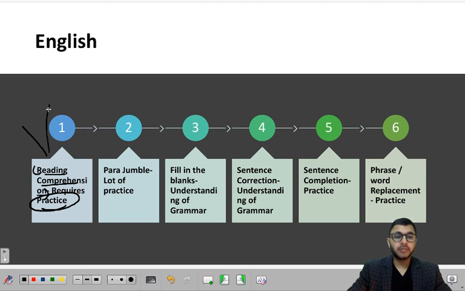I had explained in various previous lessons that there are two methods to cover reading comprehension. One is you pick up the question first, and another is you pick up the RC first and then go to the questions. You can experiment with both while you're practicing, and then figure out which way is better for you, because every person has a different way of approaching questions.